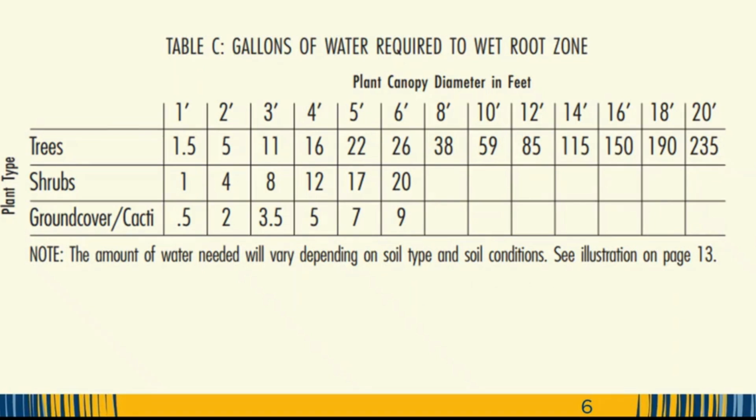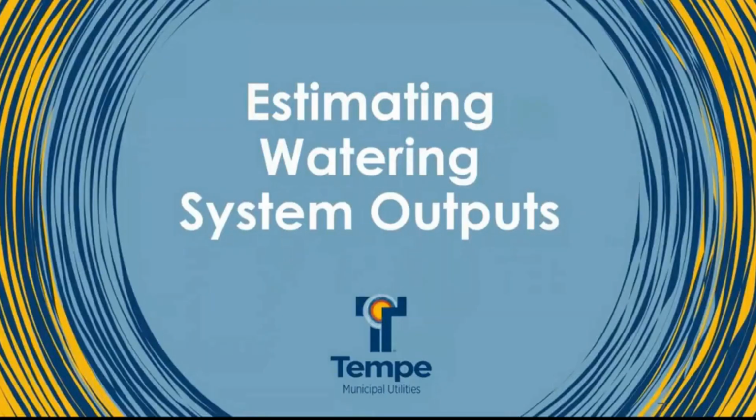And for that, we have a table. Gallons of water required to wet the root zone, located in our landscape watering guidelines on the screen here, which you can screenshot or reflect back on in the video that will be posted on YouTube. Or you can request the booklet from us, or even go online. I'll show you how to go online to find the booklet in a couple minutes. Let's start with estimating watering system outputs.